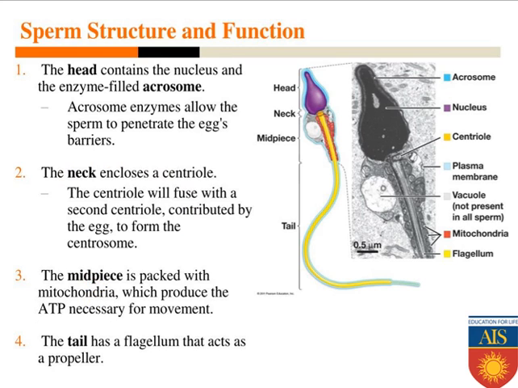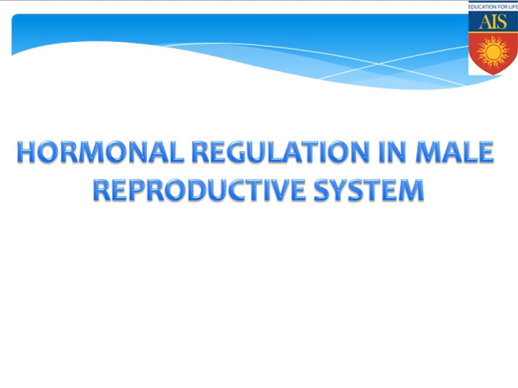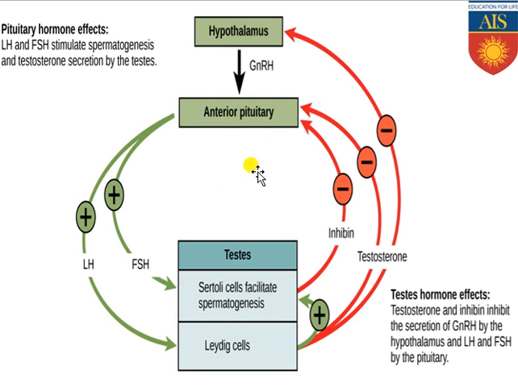Clear? Now we have reached the last portion of the male reproductive system, that is hormonal regulation in the male reproductive system. So let's see about the hormonal regulation. Keep it in your mind, it is always controlled by the hypothalamus, because it is considered the master of master glands. That's why the hypothalamus releases the releasing hormone, the gonadotrophic releasing hormone, GnRH.